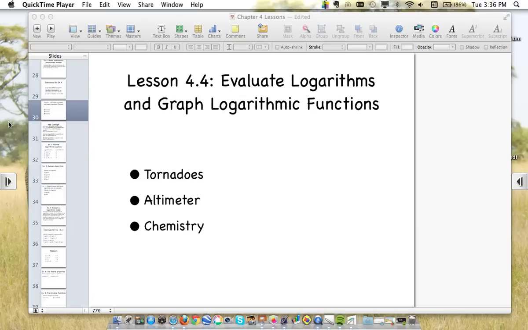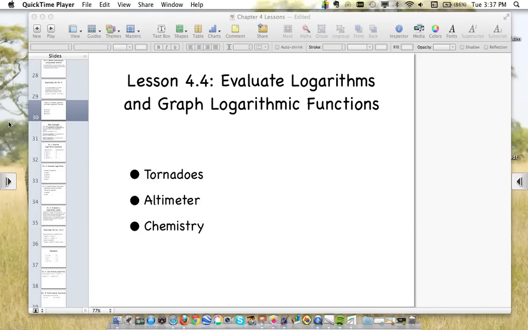2.4 on evaluating logarithms and graphing logarithmic functions. So we spend a lot of time in algebra talking about inverse functions and paired functions. What are operations that are opposites of each other? The first 3 lessons talked about exponential growth, exponential decay, exponential functions. This is going to be the opposite of that. Logarithmic functions are the opposite of exponential functions. They're inverse operations. That's going to be important later.